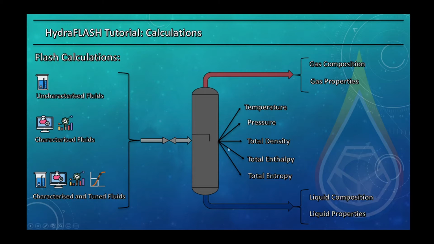And by conditions, I mean 5 different parameters: the temperature of the system, the pressure of the system, the total density of the system. Just be careful, we're talking about the total density of the system, not the density of gas, water, or oil. So a system can be in different phases, but what we need here is a total density, the total enthalpy and the total entropy of the system.